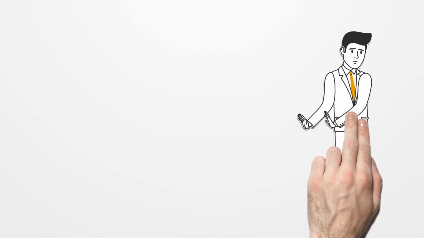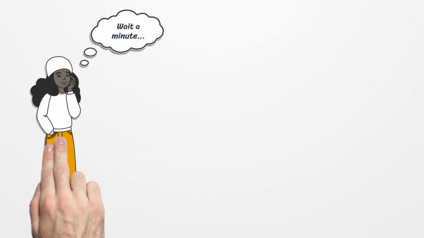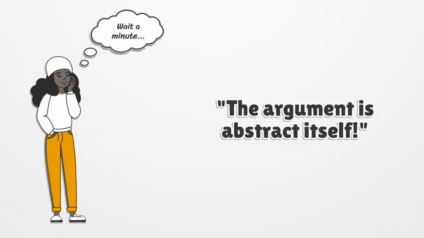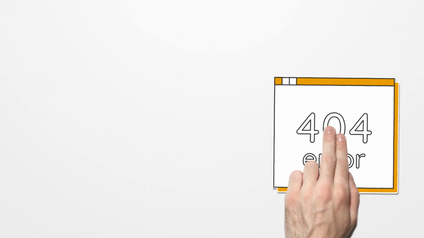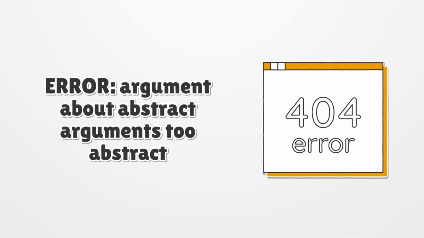That argument is too abstract also fails the self-application test. The claim that an argument can be wrong because it is too abstract is itself an argument at the highest level of abstraction. If being too abstract were a reason for an argument to be wrong, then the argument about arguments being abstract would itself be wrong because it's as abstract as it's possible to get.